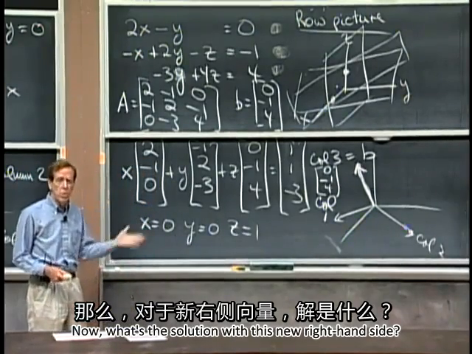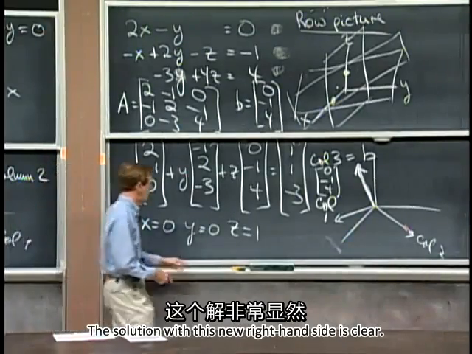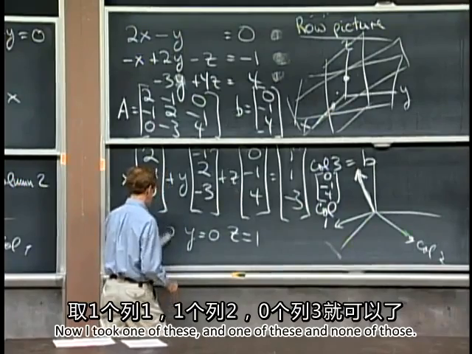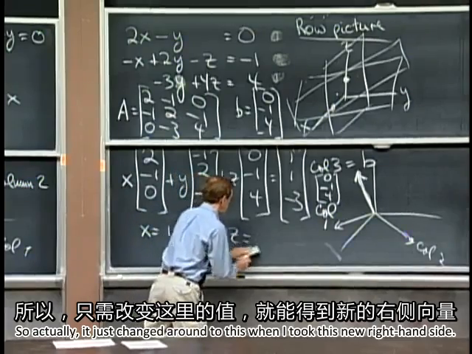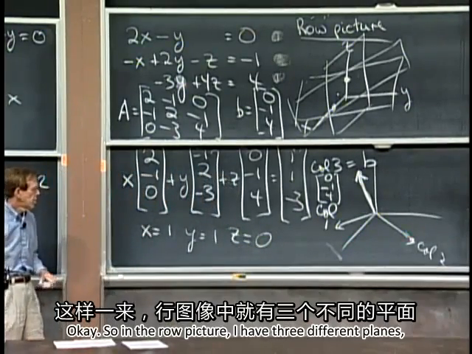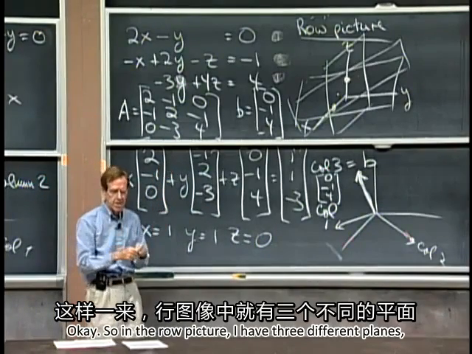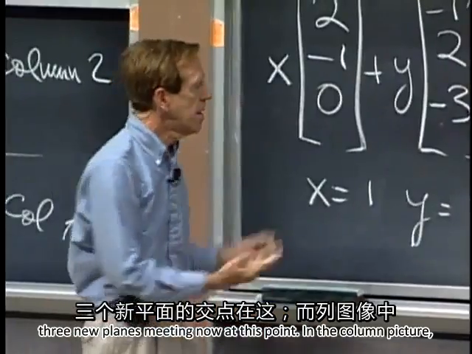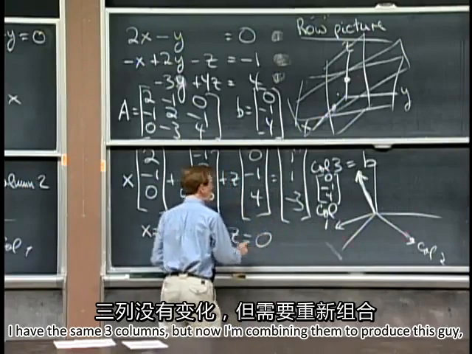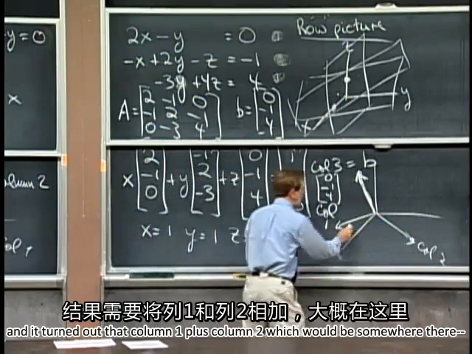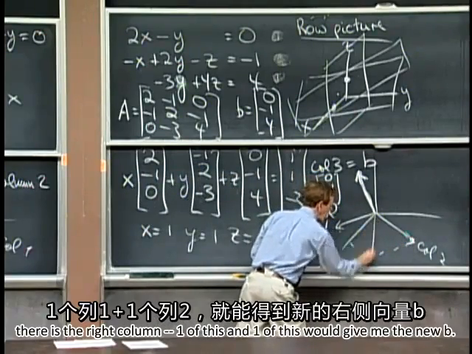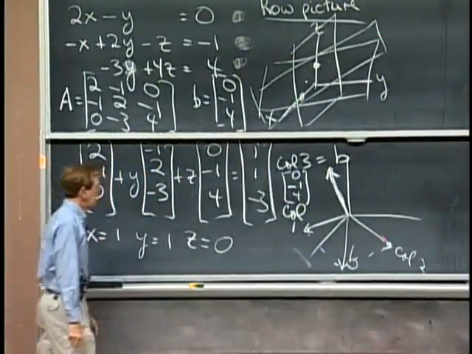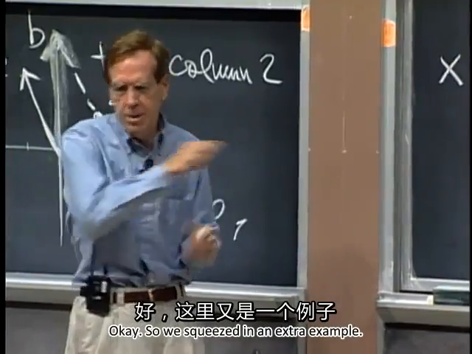Now, what's the solution with this new right-hand side? The solution is clear. I took one of these, and none of those. So it just changed around to this. In the row picture, I have three new planes meeting now at this point. In the column picture, I have the same three columns, but now I'm combining them to produce this new B. Column 1 plus column 2 gives me the right column. One of this and one of this would give me the new B. Okay, so we squeezed in an extra example.